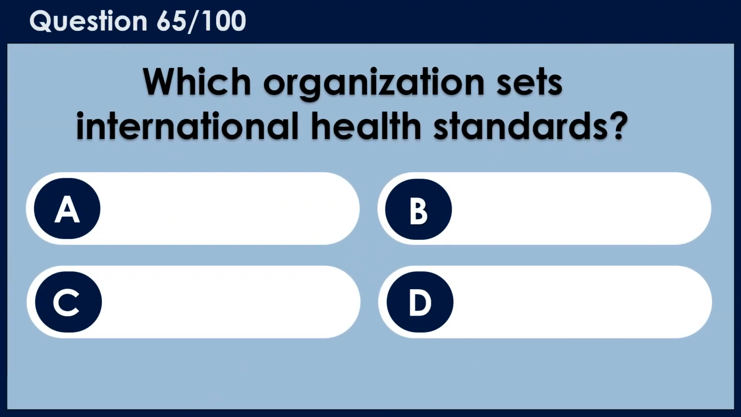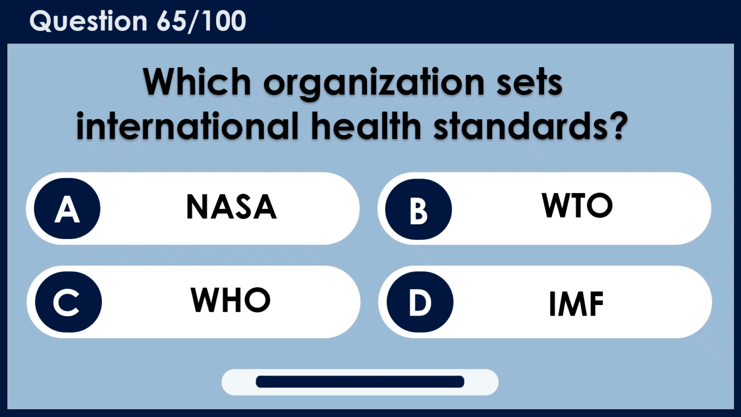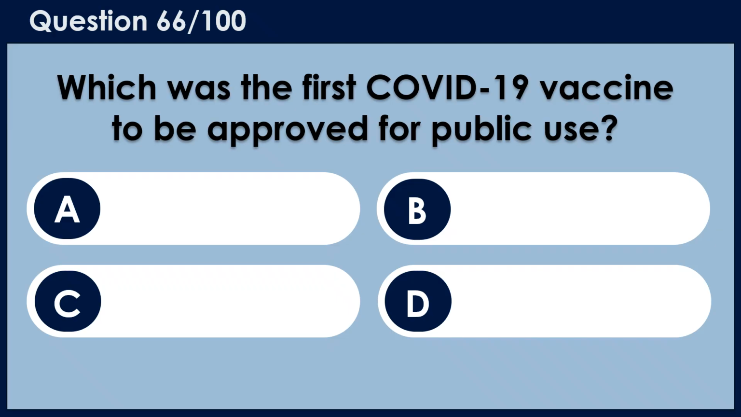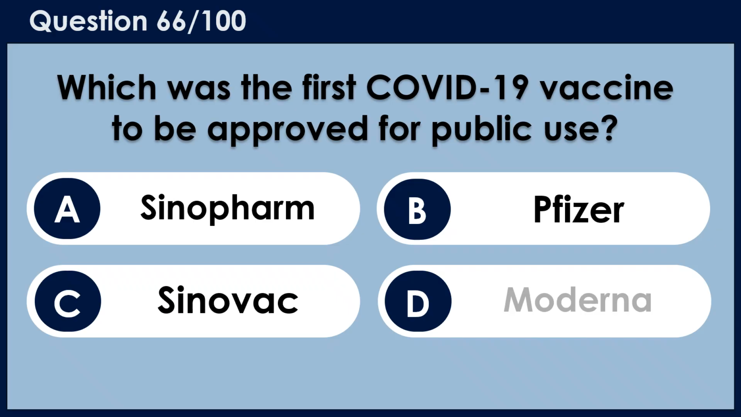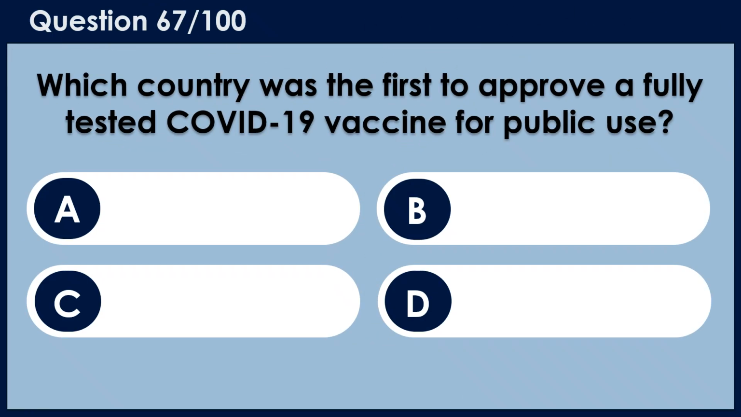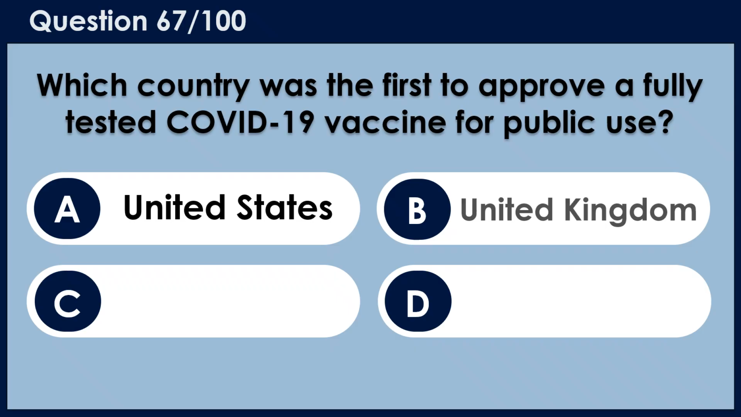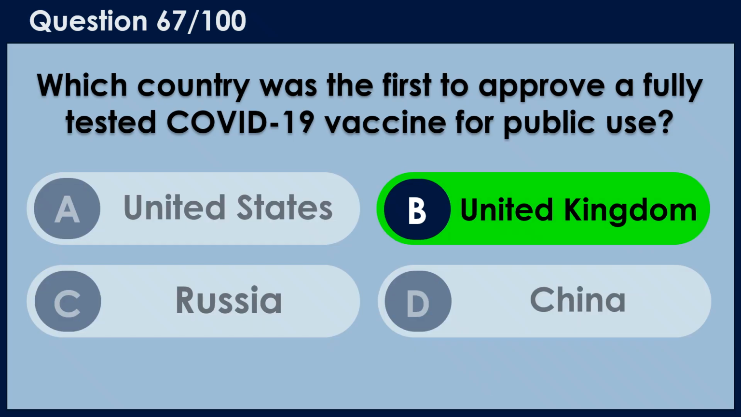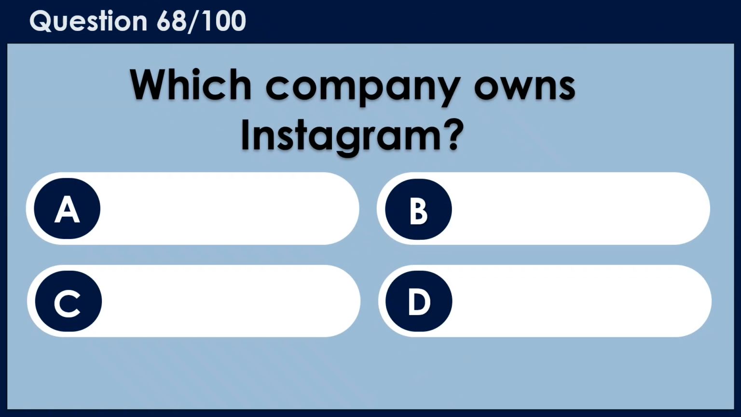Arctic Ocean. Which organization sets international health standards? WHO. Which was the first COVID-19 vaccine to be approved for public use? Pfizer. Which country was the first to approve a fully tested COVID-19 vaccine for public use? United Kingdom. Which company owns Instagram?